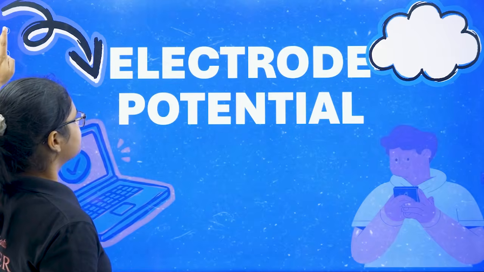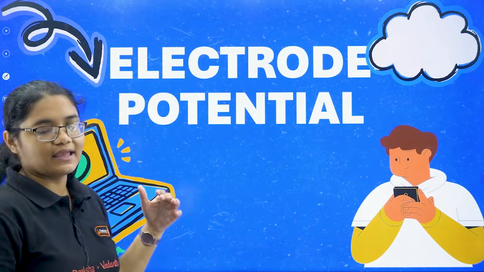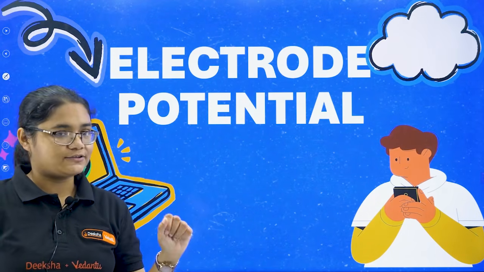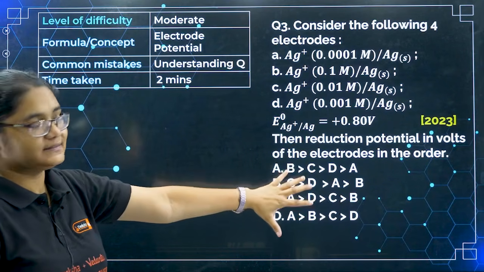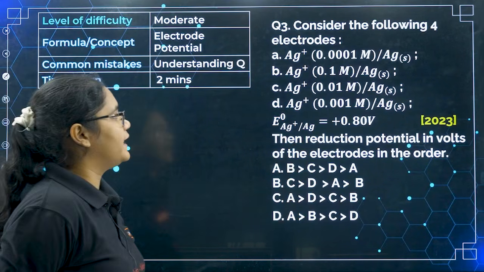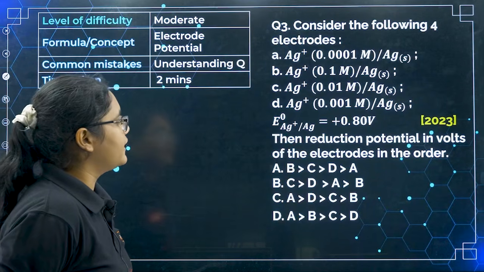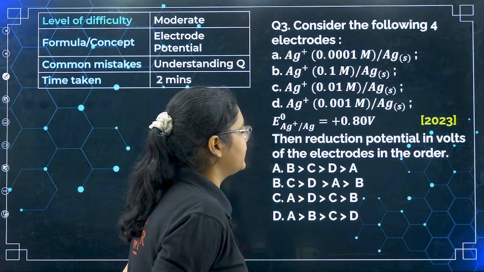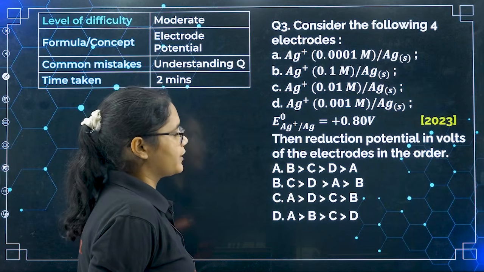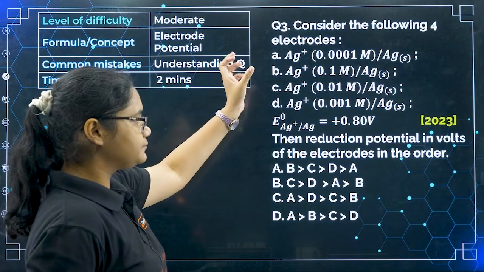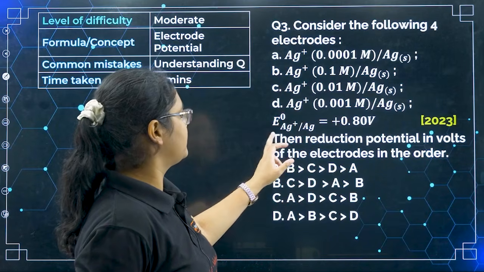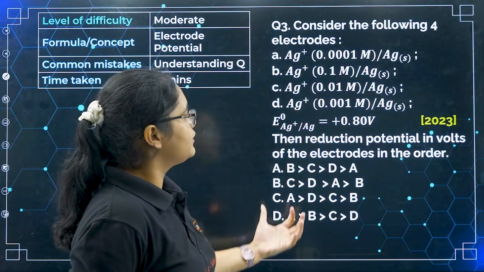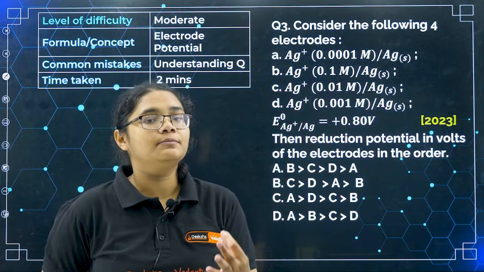Moving to the third question, we'll go to the next topic, that is electrode potential. We have some questions on this. A 2023 question, a recent question. Consider the following electrodes, and the reduction potential in volts of the electrodes is in the order. So you have been given a silver plus to silver electrode, and the reduction potential E naught value is given to you, and you need to predict the order of the reduction potential.